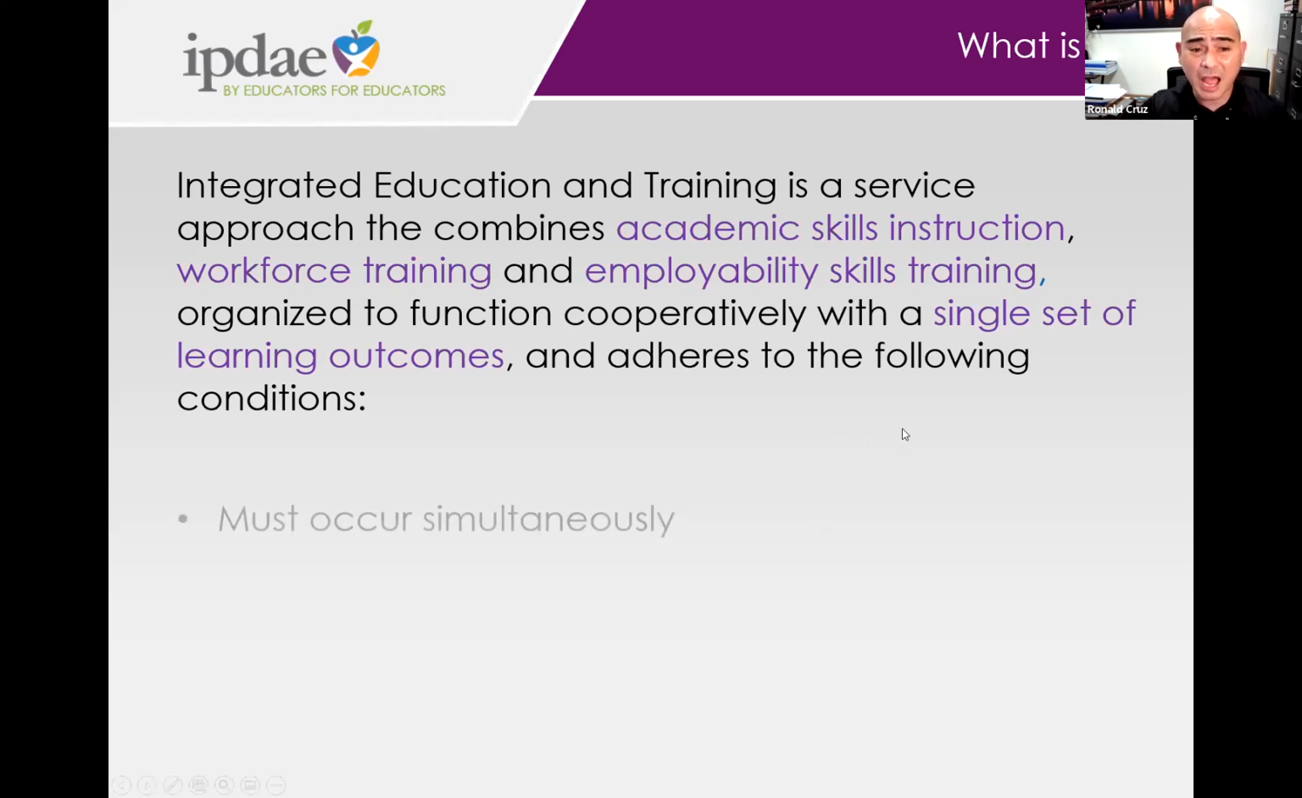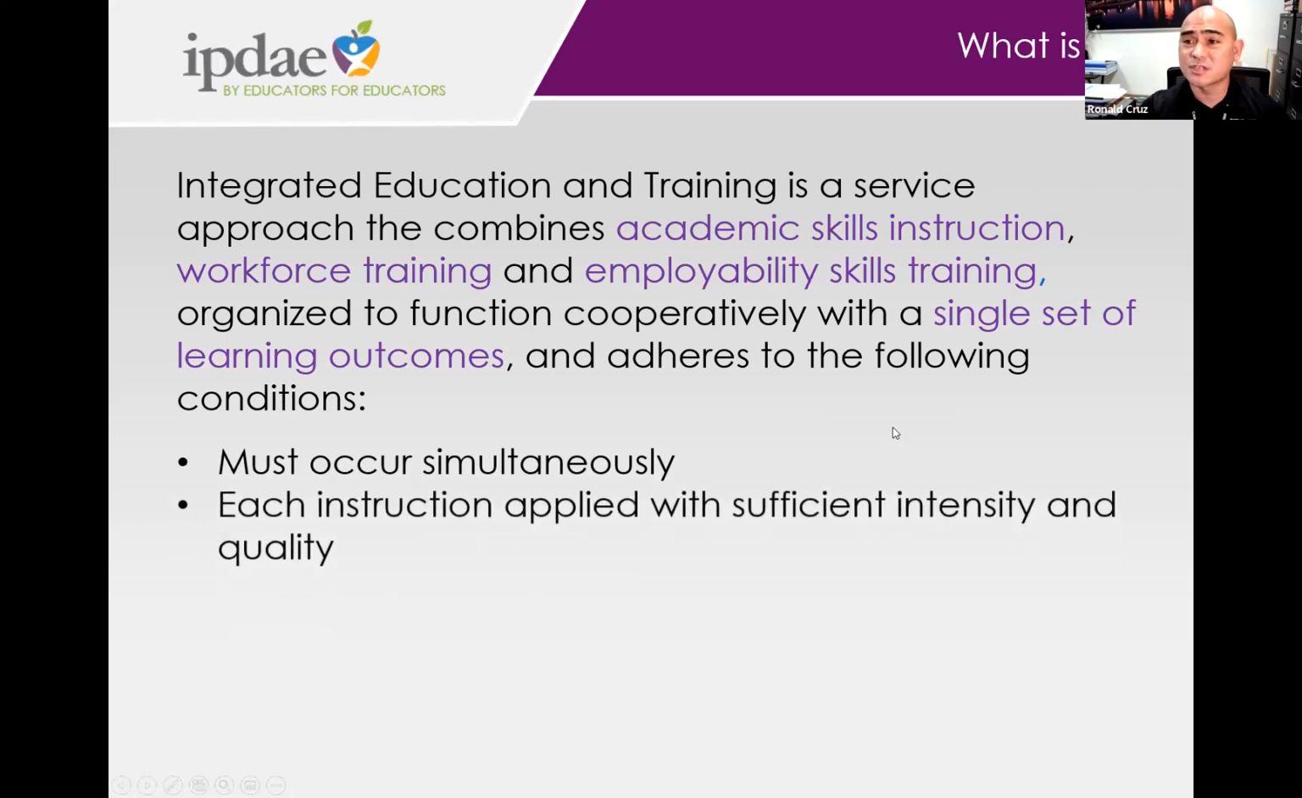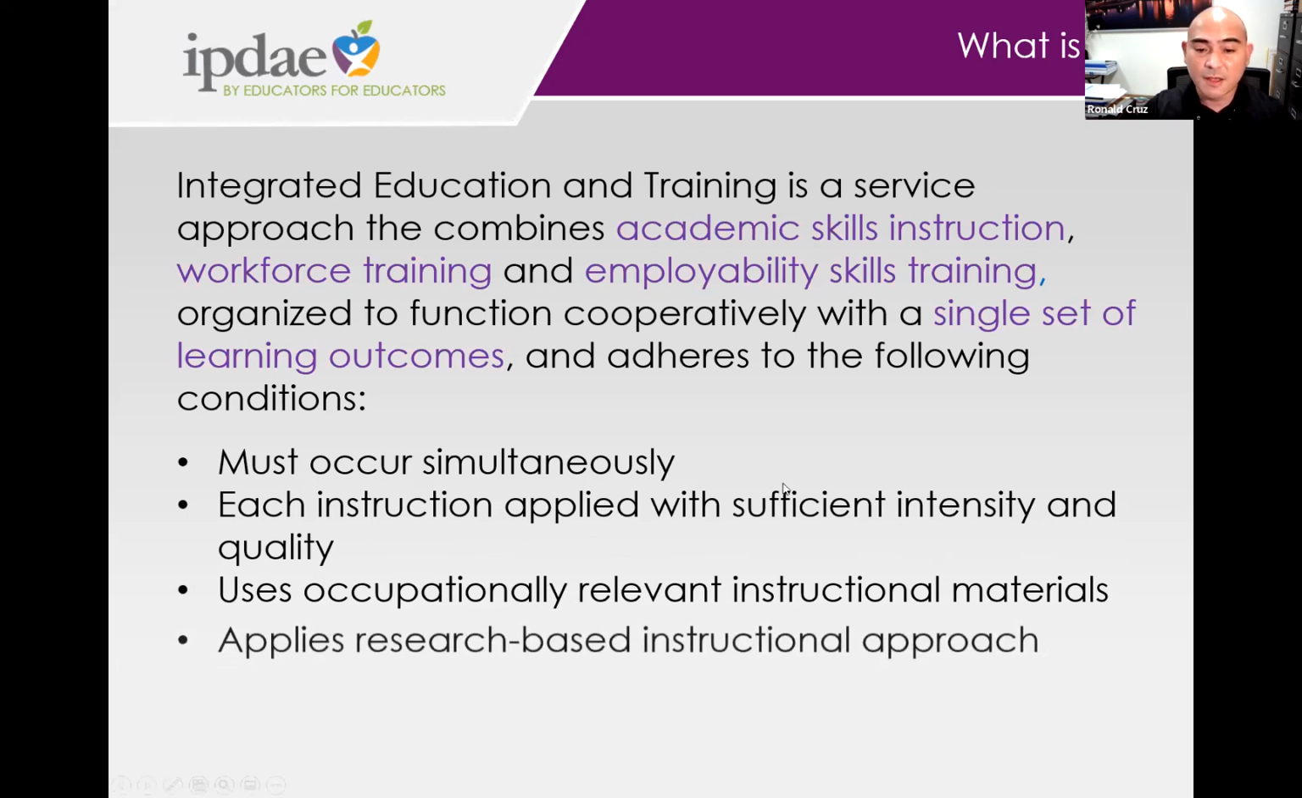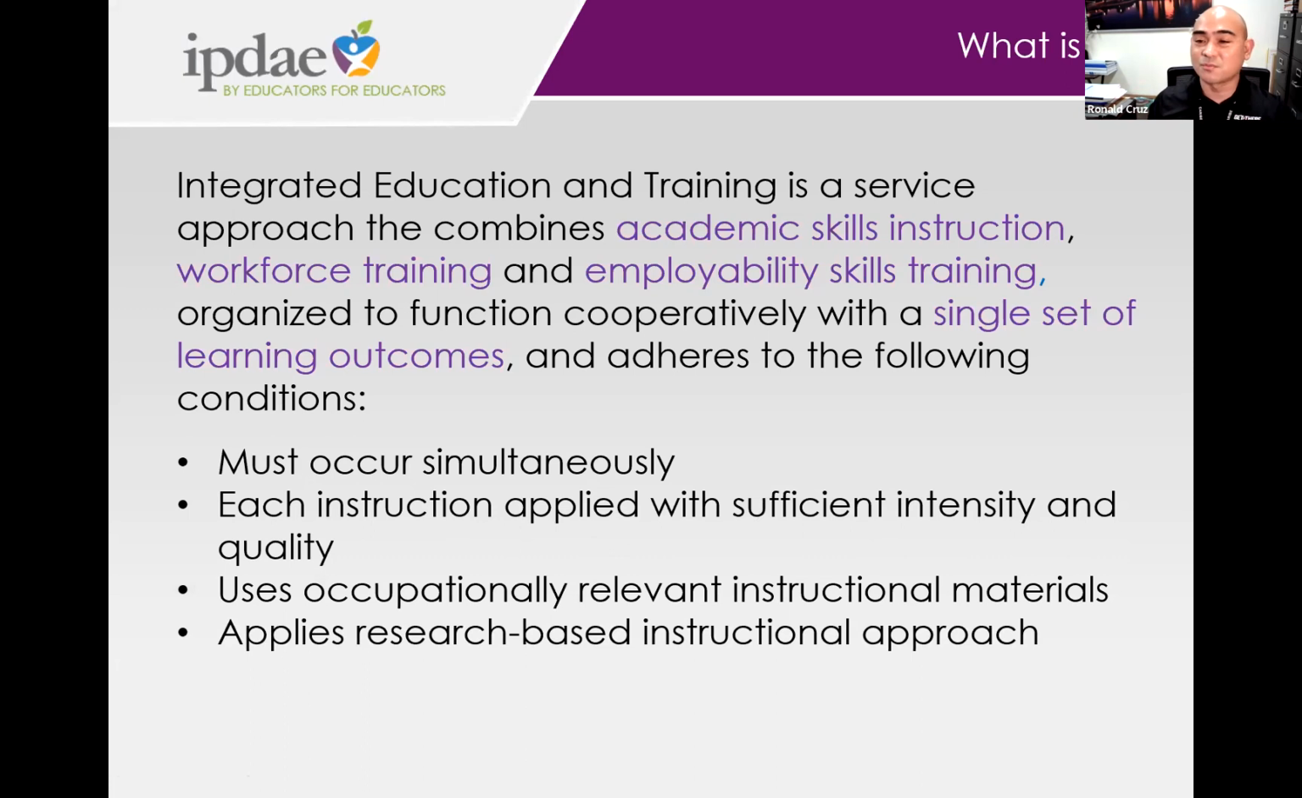And based on the definition of what IET is, they have to occur simultaneously. There has to be a definite start and end where both the technical training and adult education or academic skills training are starting and ending at the same time. There has to be some equal and sufficient application of intensity and quality between the two programs. They have to use occupationally relevant materials. And of course, apply that research-based instructional approach that's always expected in everything we do in adult education.